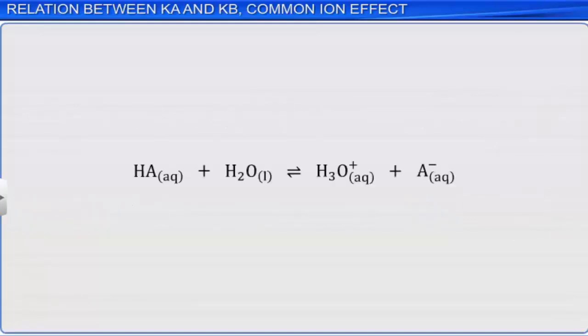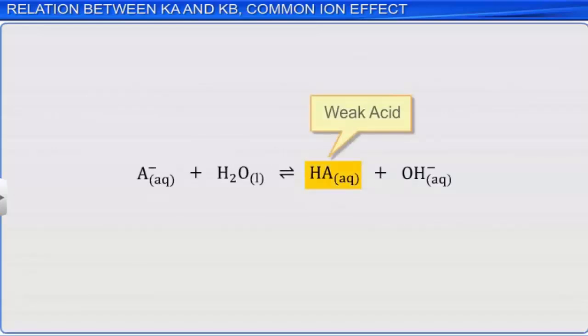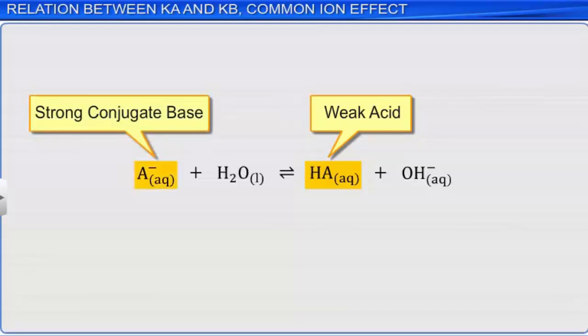Consider the dissociation of weak acid HA in water. The acid dissociation constant Ka for this equilibrium can be written as Ka is equal to the product of concentration of H3O plus and A minus ions divided by concentration of HA. HA, being a weak acid, has a strong conjugate base A minus. The dissociation equilibrium of strong conjugate base A minus in water can be represented as A minus aqueous plus H2O liquid in equilibrium with HA aqueous plus OH minus aqueous.